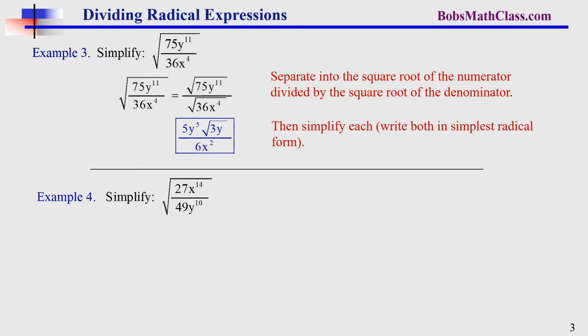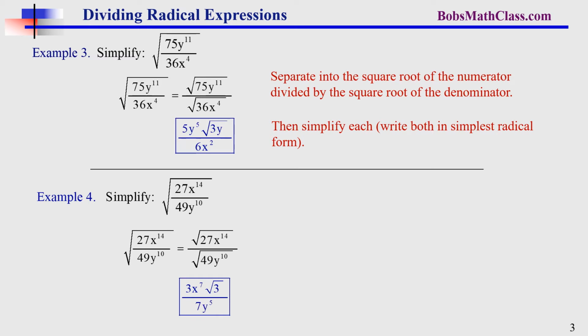Okay, let's do number 4. Separate, and then simplify each one. Square root of 27. 27 is 3 times 3 times 3, so there's a pair of 3's. A 3 will come out, a 3 will stay inside. And then the index is 2. Whenever it's not written, it's a 2. 2 goes into 14 7 times, so there's no x's that are left inside. And in the denominator, square root of 49 is 7, and 2 goes into 10 5 times.